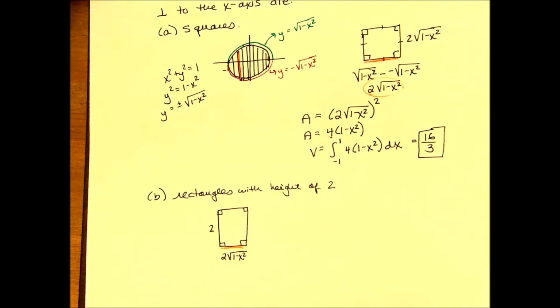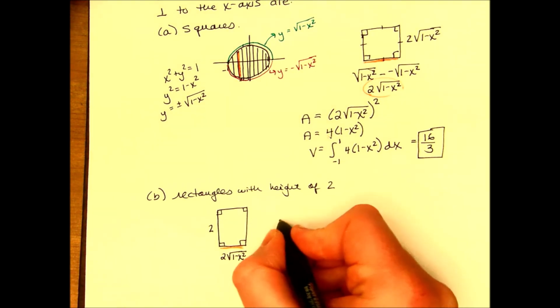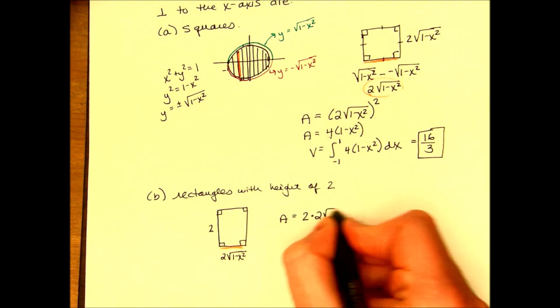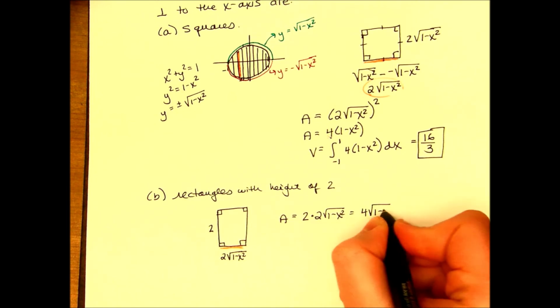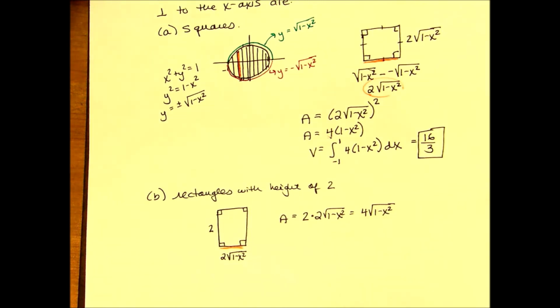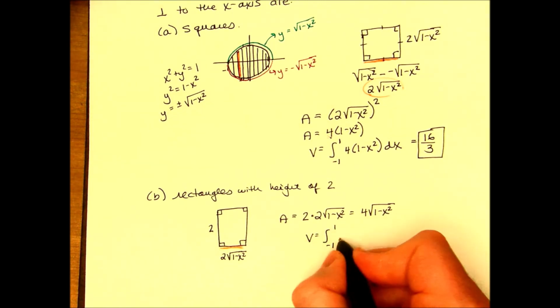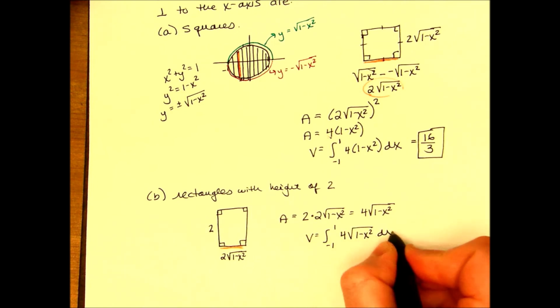It's a constant 2. I didn't say the height was twice the base or something like that, which would then be 2 times 2 root 1 minus x squared. I said that the height is a constant of 2. So my area is the base times the height, 2 times 2 root 1 minus x squared, or 4 root 1 minus x squared. To find the volume, I'm going to integrate this from negative 1 to 1: 4 times the square root of 1 minus x squared dx.